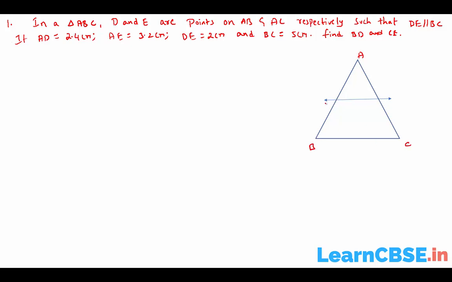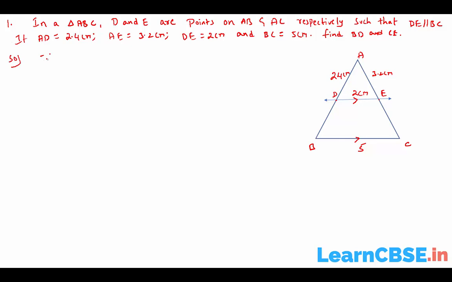D and E are points on AB and AC respectively, and given DE parallel to BC, and given AD value as 2.4 centimeters, AE value as 3.2 centimeters, DE value as 2 centimeters, and BC value as 5 centimeters, and we are asked to find BD and CE.